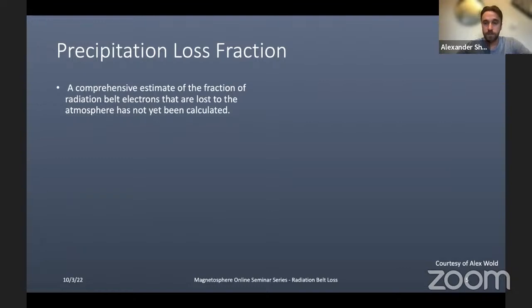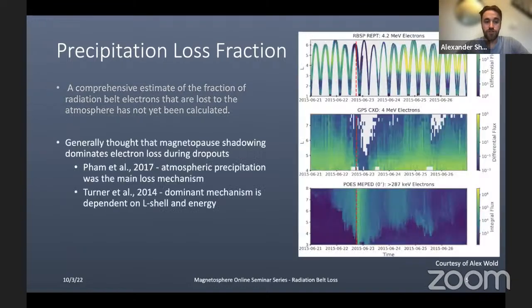A comprehensive estimate of the fraction of radiation belt electrons that are lost to the atmosphere has not yet been calculated. It's generally thought that magnetopause shadowing dominates electron loss during dropouts, and modeling results do not always accurately predict these events well. Furthermore, there are studies that show that atmospheric loss may be the dominant loss channel, and that could even be dependent on L shell and energy.